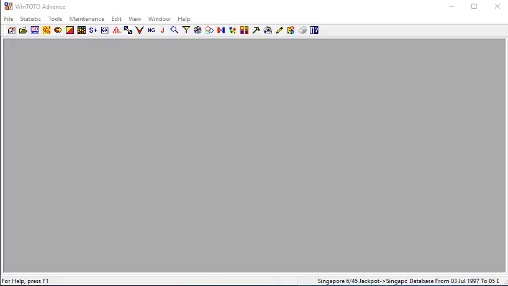Now what we're looking at right now is WinToto Advanced statistical software. In fact, this software has two names, one known as WinToto 204 and another known as WinToto Advanced. Prior to launching WinToto Advanced, if you have watched the 4D video, you have noticed that Win4D Advanced was launched in the year 2000. And WinToto was launched in the year 2004.